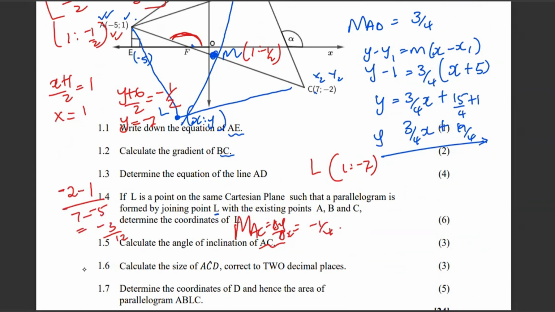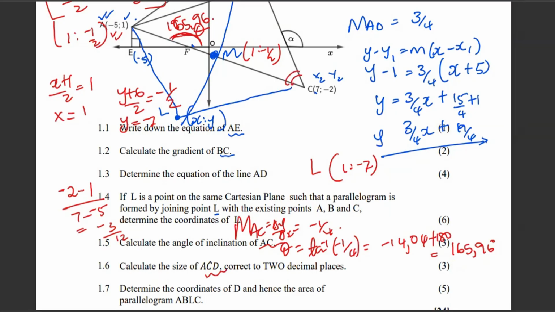So that angle of inclination, let's call it theta. Theta is going to be shift tan of negative 1 over 4. So negative a quarter. Shift tan, negative a quarter. I'm getting negative 14.04. And then I need to add 180 so that I get a positive answer. So my answer is 165.96. That is what we have, 165.96.